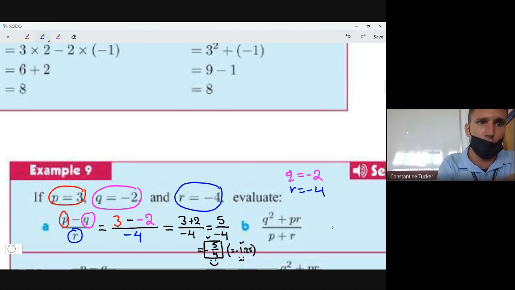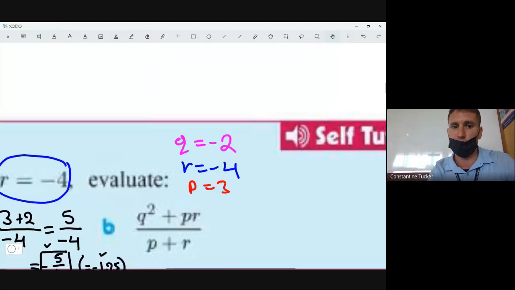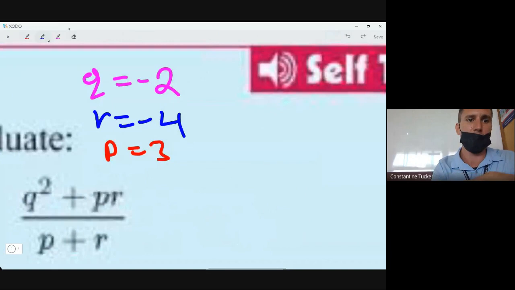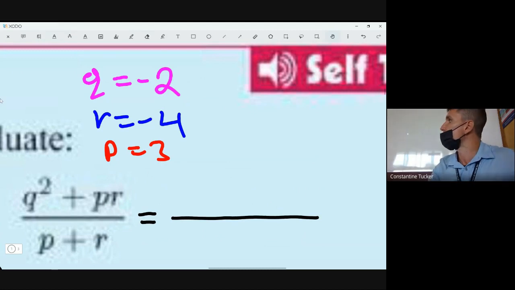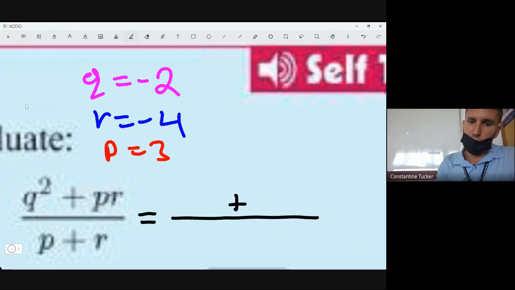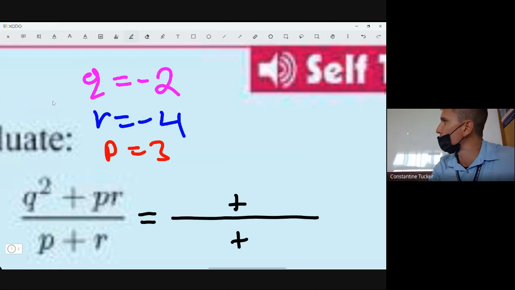Last one, guys. I know. Bear with me. We're almost done. And then we've got P is equal to 3. Okay, let's do this. Let's get ready to rock and roll. Pay some attention here as well, because otherwise you will miss some of the things we're doing. Q squared plus something, and then underneath we'll have a plus. What is Q squared?